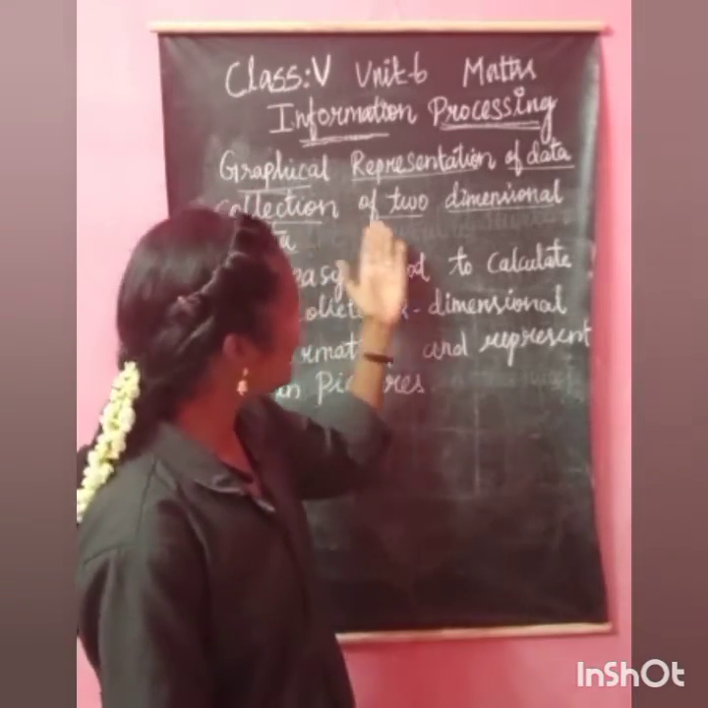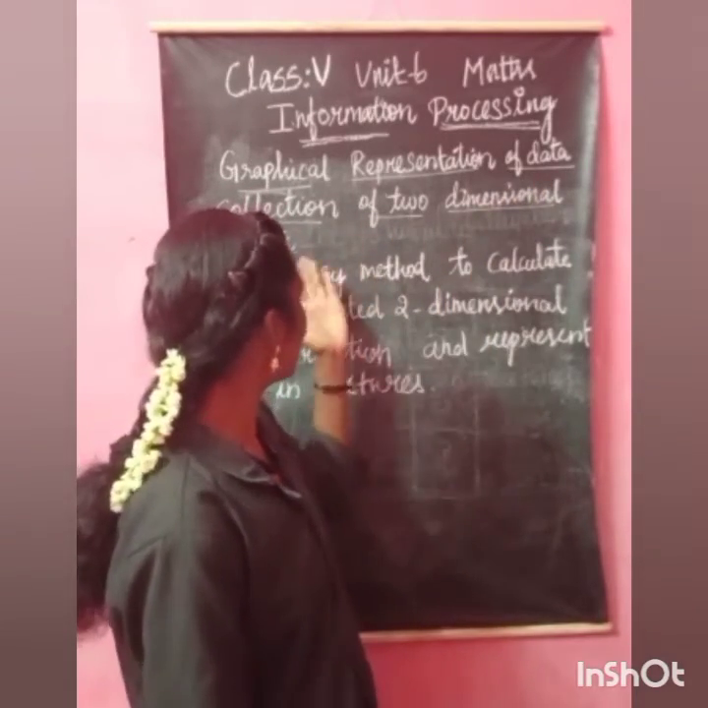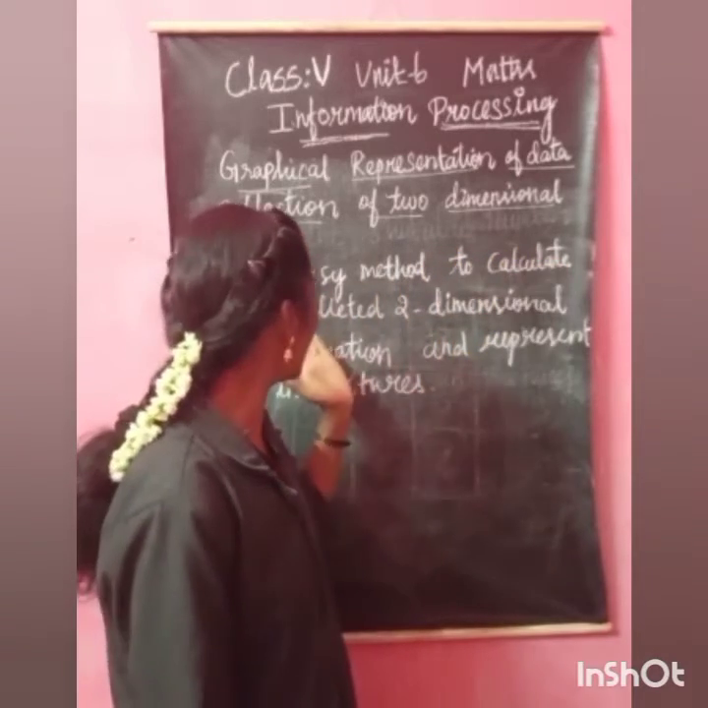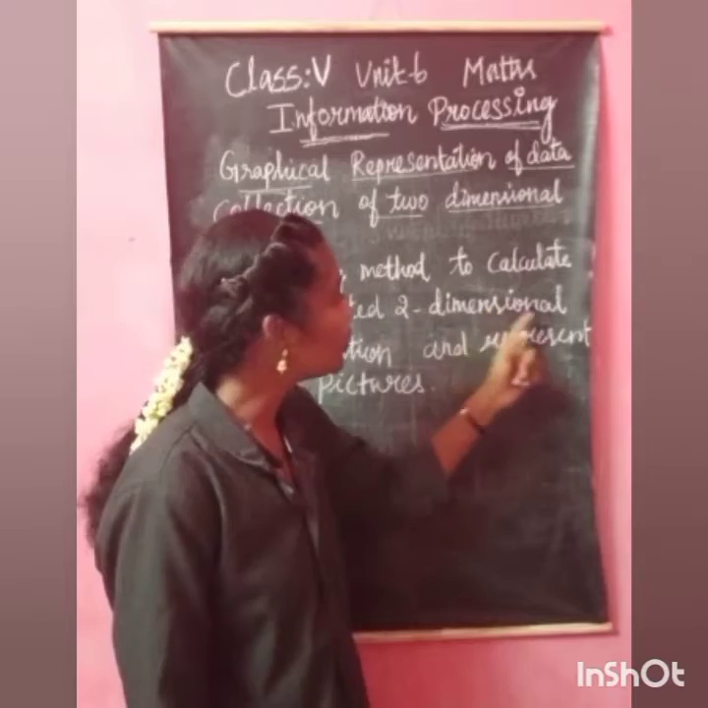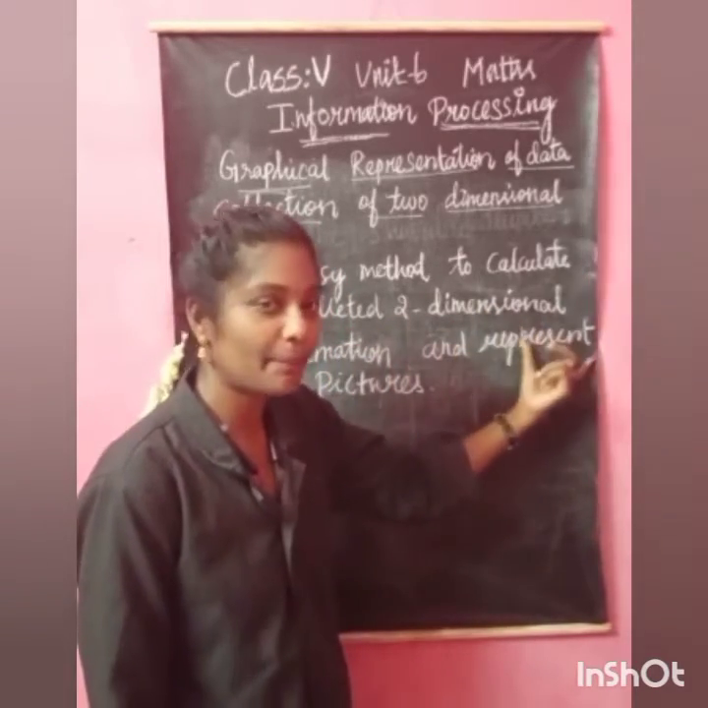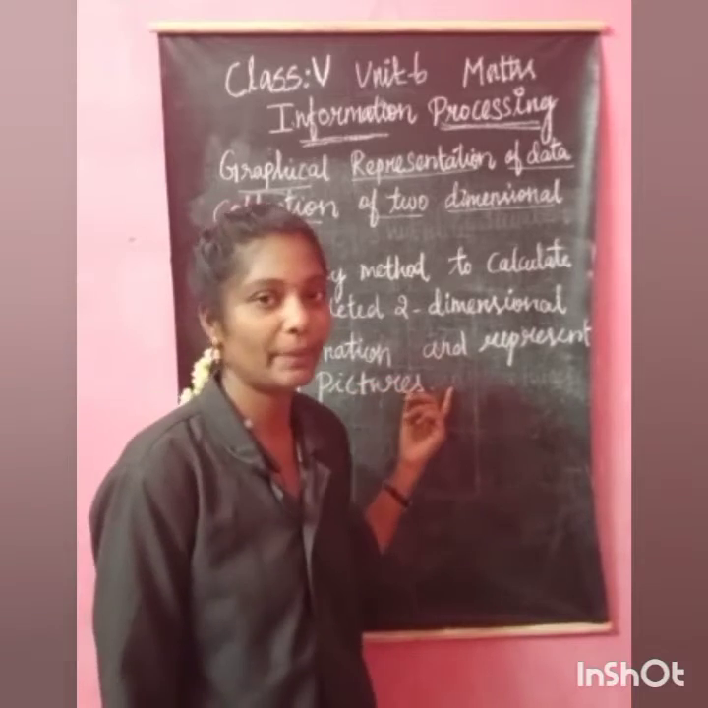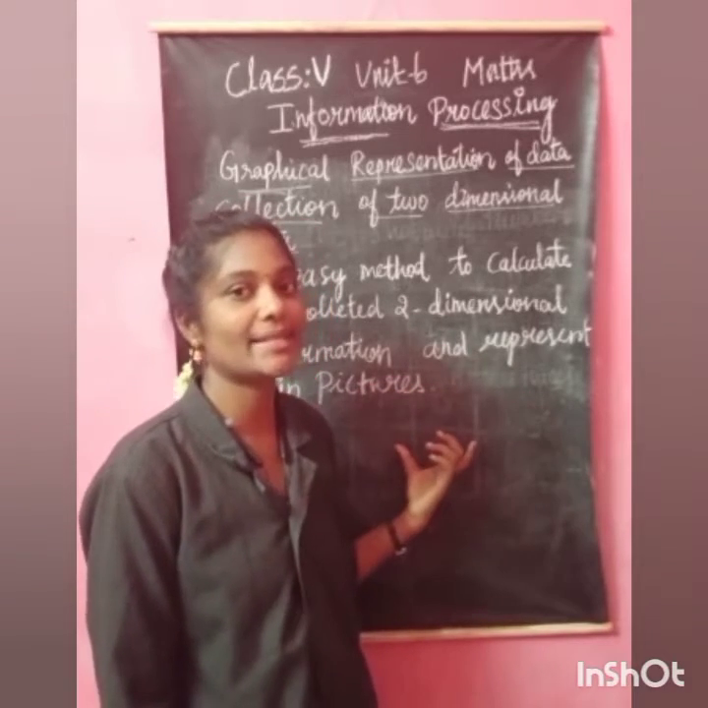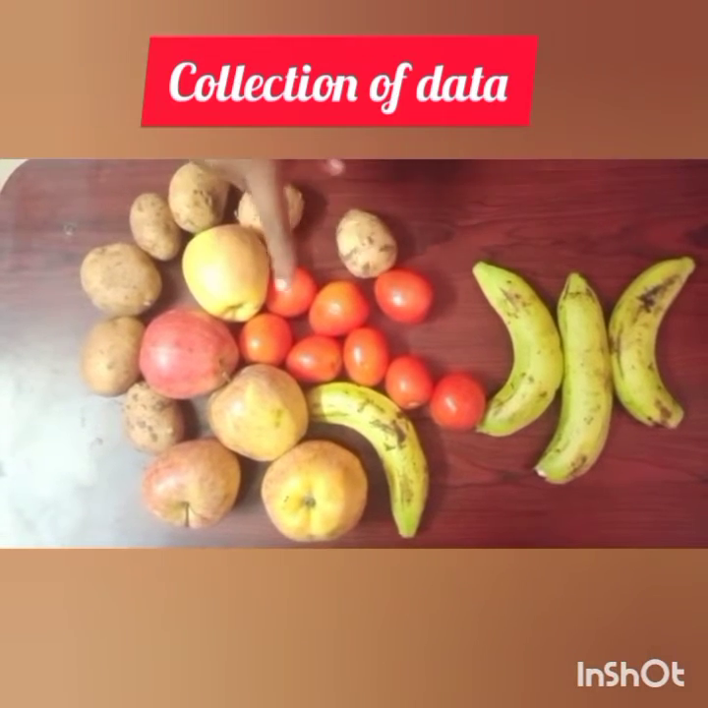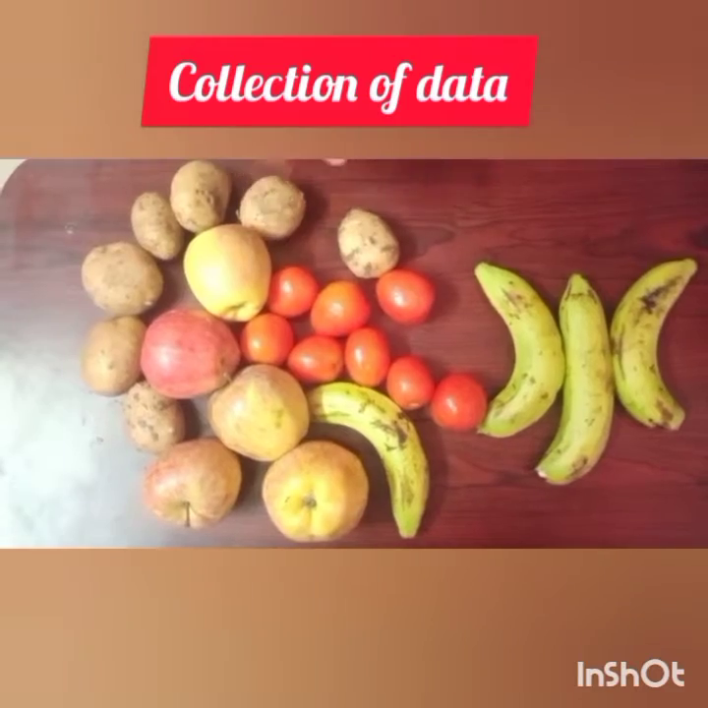Next, collection of two-dimensional data. The easy method to collect two-dimensional information is to represent it using pictures. Let's see the example, children. At home the fridge contains the following. The vegetables and fruits are our data.